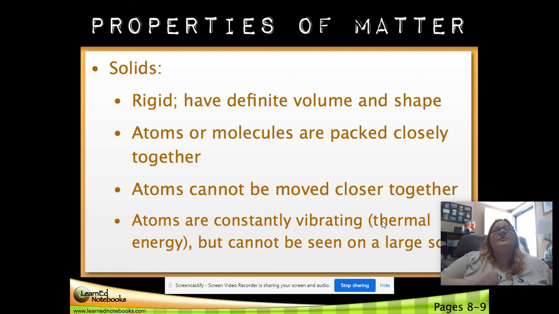So solids are rigid. They have a definite volume and shape. The atoms and molecules are packed closely together. Atoms cannot be moved closer together, but they are constantly vibrating, and it cannot be seen on a large scale, but we do know that it's happening.